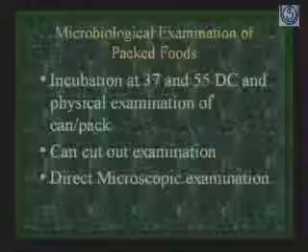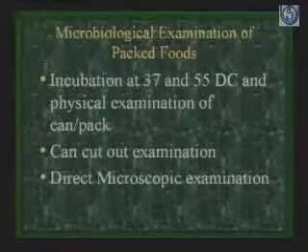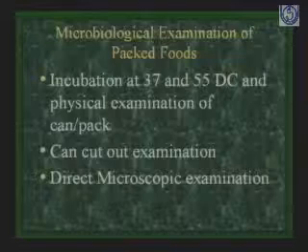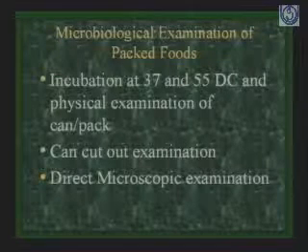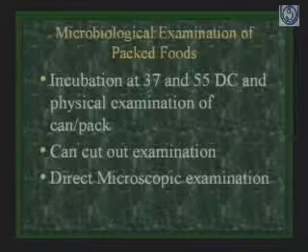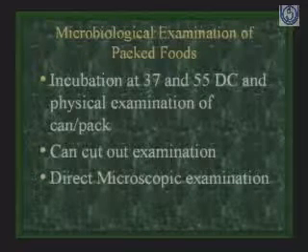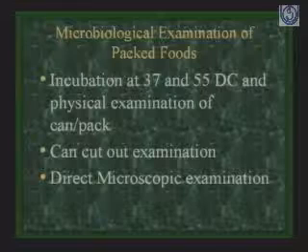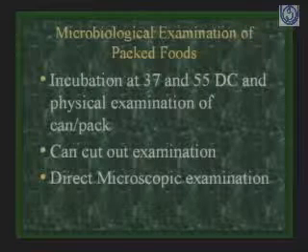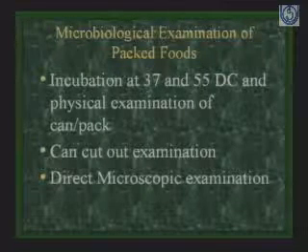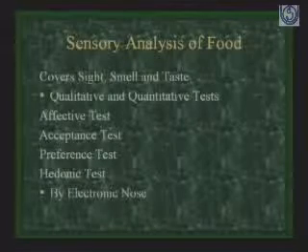Another examination, you can cut the can and drain your product, and after seeing inside the can, you can find out there is some problem and there is spoilage of the food product. Then there is a direct microscopic examination. You can take the food and see under the microscope, under magnification, that your product is going to be spoiled.